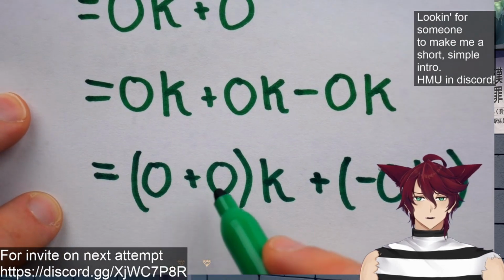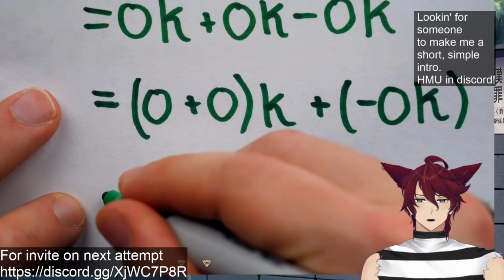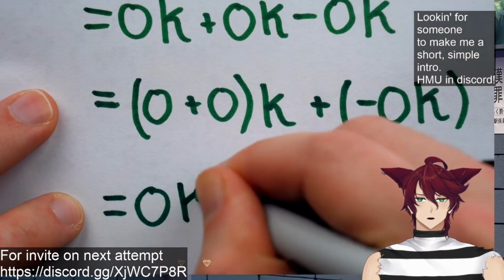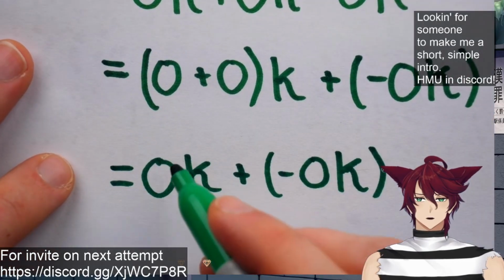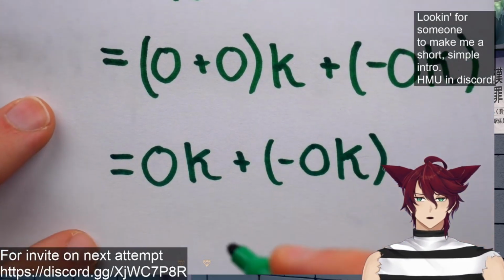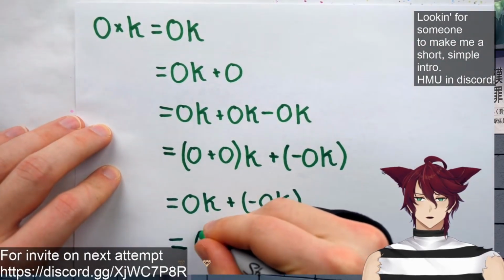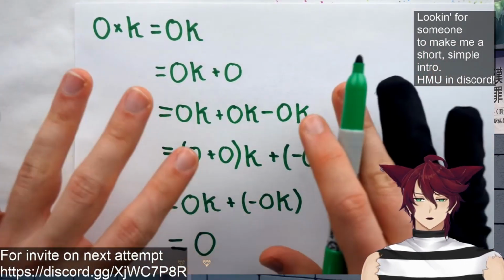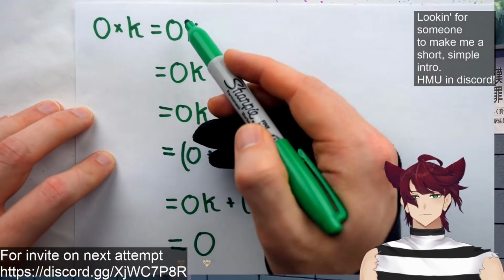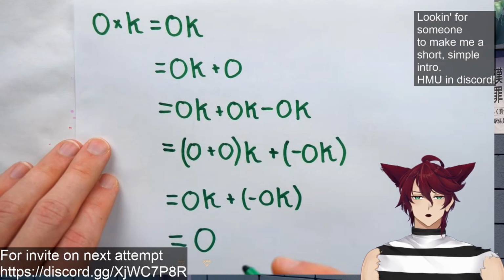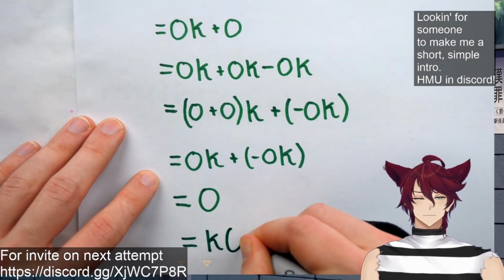Now, what's 0 plus 0? Well, adding 0 doesn't change anything, so this is just 0. Hence, we can write this as 0 times k plus negative 0 times k. But then this and this are additive inverses. They combine to produce what else? Of course, it's 0. And with one more axiom, the commutative property of multiplication, we know that order of multiplication doesn't matter. So not only does 0 times k equal 0, but also k times 0 equals 0.